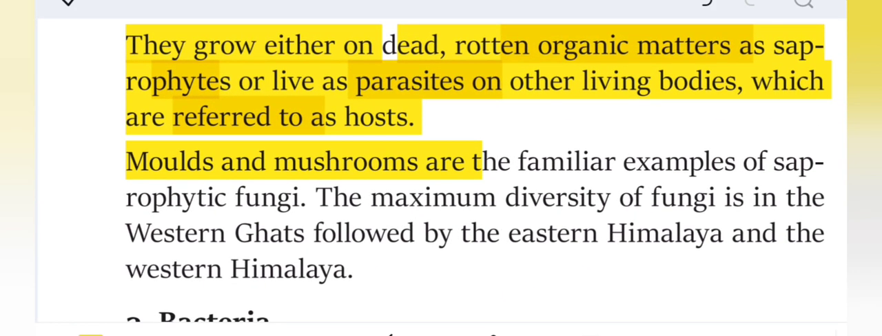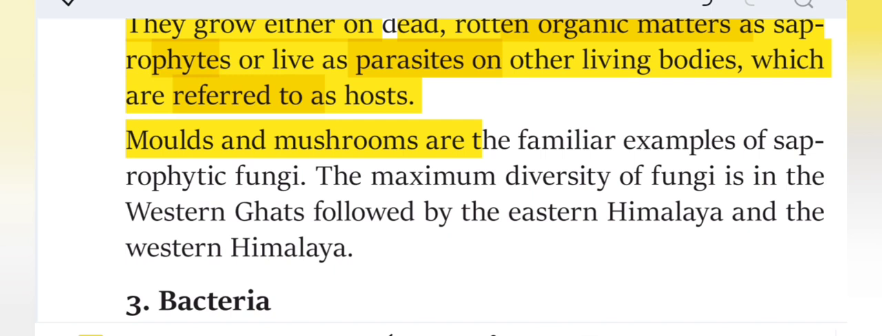Okay, molds and mushrooms are the familiar examples of the saprophytic fungi. The maximum diversity of fungi is in the Western Ghats, followed by the Eastern Himalaya and the Western Himalaya. Okay, so maximum diversity of fungi कहाँ है? Western Ghat में, followed by Eastern Himalaya and the Western Himalaya.